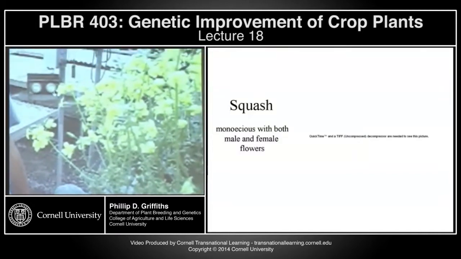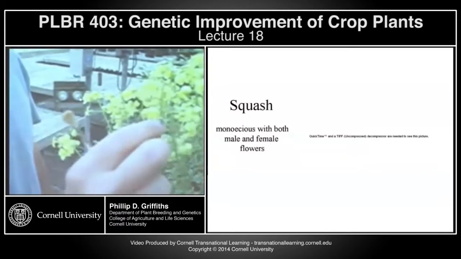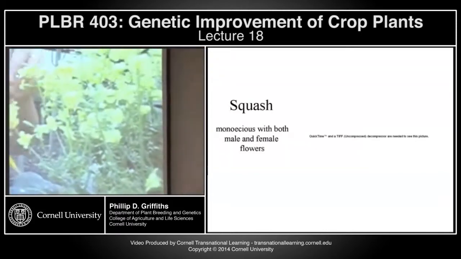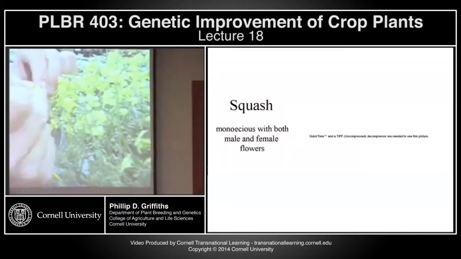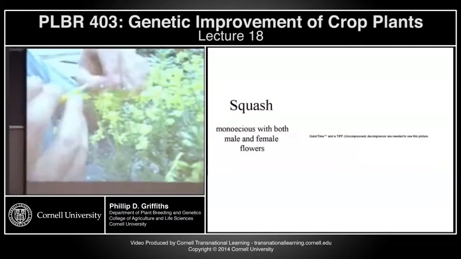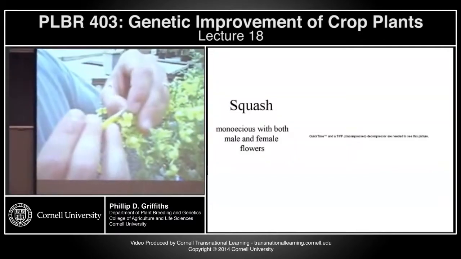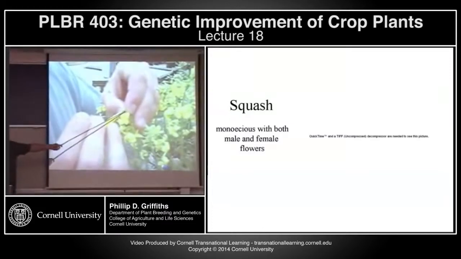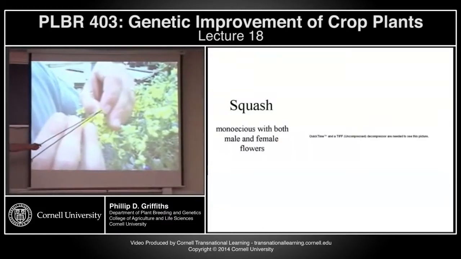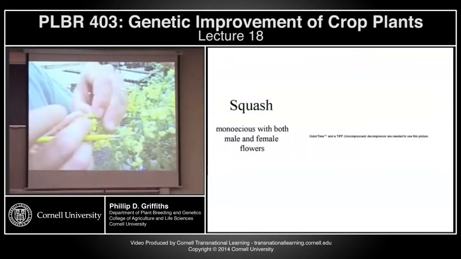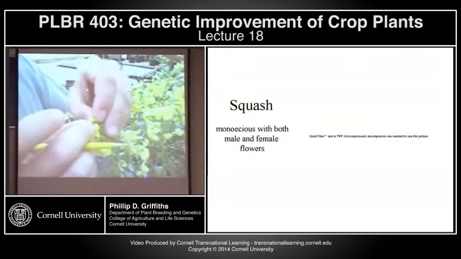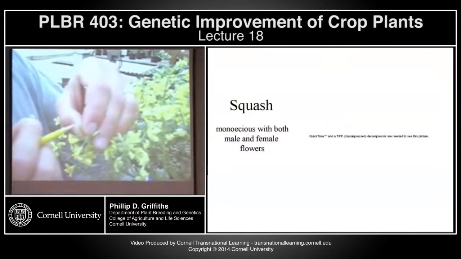If we want to do a cross here, this is actually going to be a self-pollination of a self-incompatible plant. The immature bud is being opened up. Self-incompatibility develops as the flower matures.